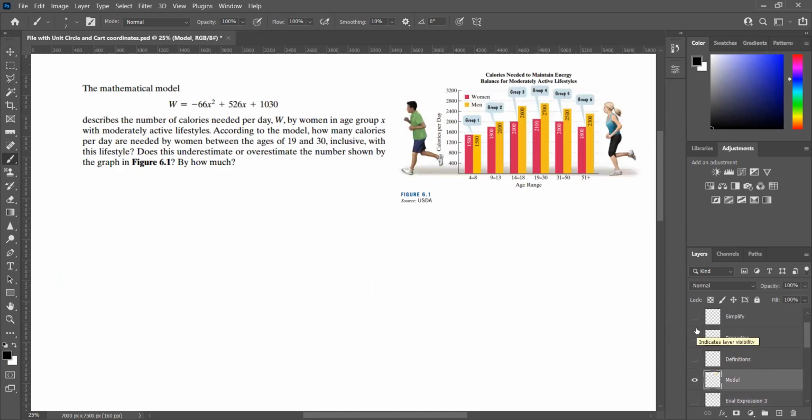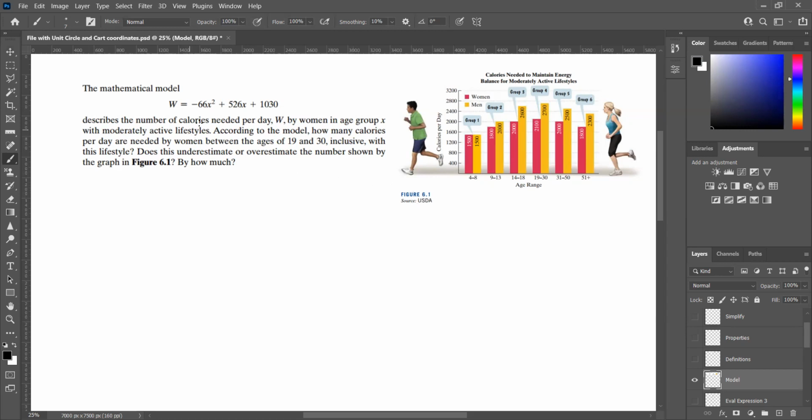Here on the right-hand side, we have a graph that shows the calories needed to maintain energy balance for a moderately active lifestyle. And it looks like based on the legend here, the red is talking about women and the yellow is talking about men. And then over here on the left-hand side, they give us a mathematical model. What they're trying to do with that equation is model the shape of the curve that connects the top of the bars. So some curve that peaks in the middle might be modeled with this particular equation.